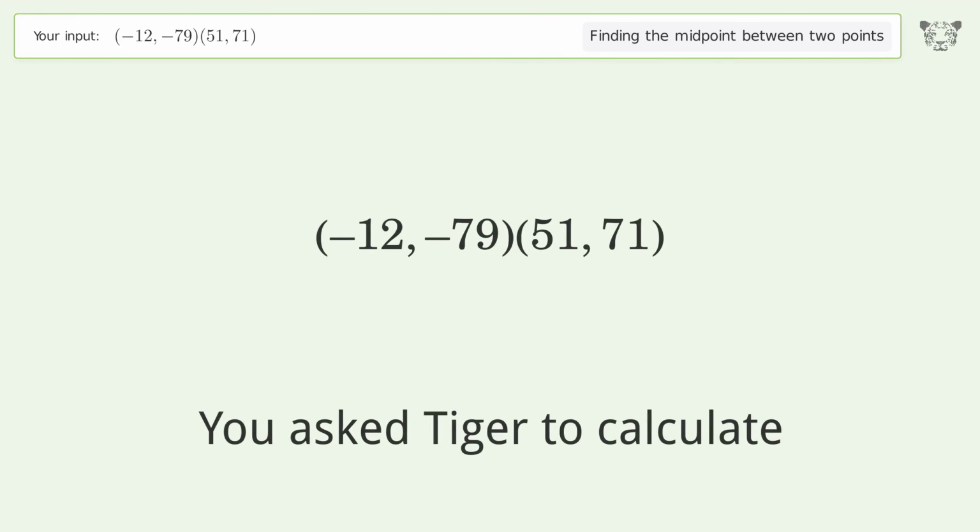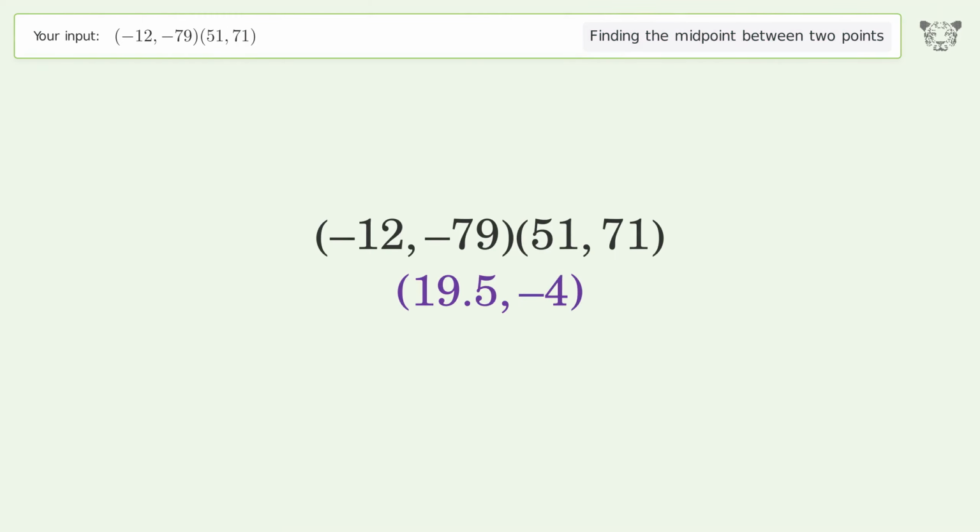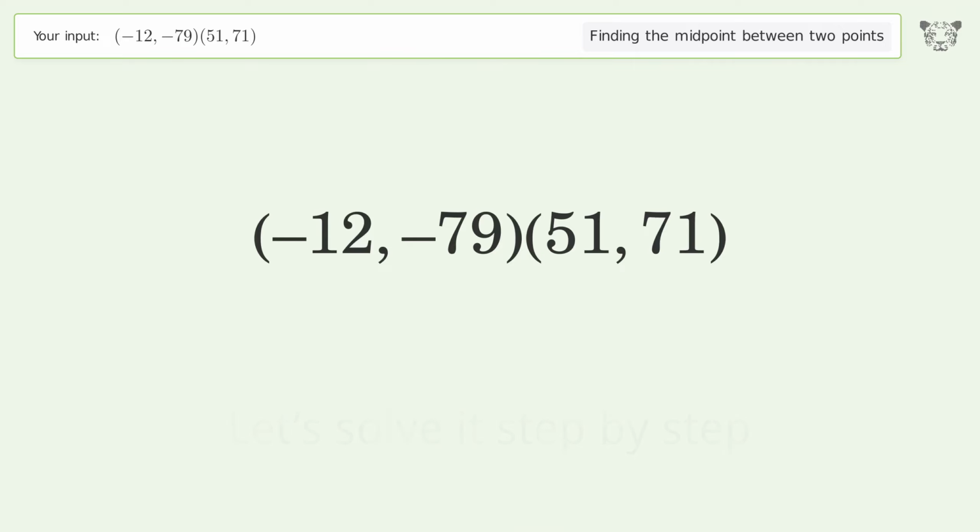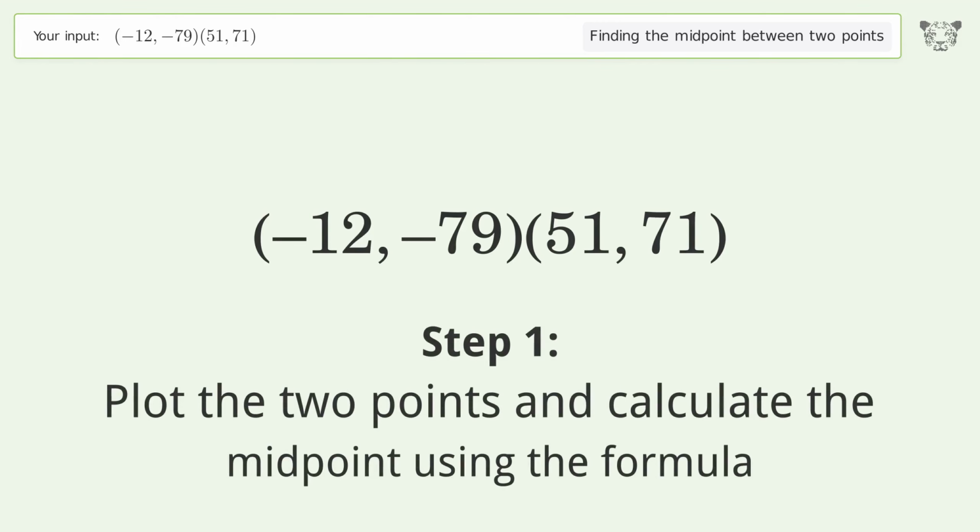You ask Tiger to calculate. This deals with finding the midpoint between 2 points. The midpoint between the 2 points is 19.5, -4. Let's solve it step by step. Plot the 2 points and calculate the midpoint using the formula.